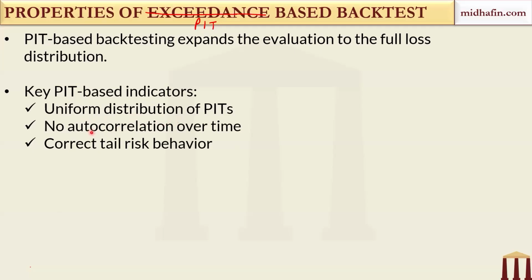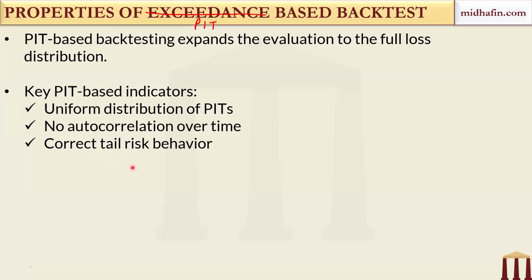We also want to see no autocorrelation in the PITs over time. Okay. So just like exceedances, PITs should behave like independent random values, particularly over time. Now, if they show patterns, trends, or different kinds of cycles, it will clearly imply model misspecification. Okay. One of the biggest advantages of PIT based backtesting is that it checks for correct tail behavior. So in other words, does the model properly estimate extreme losses, not just the average ones?